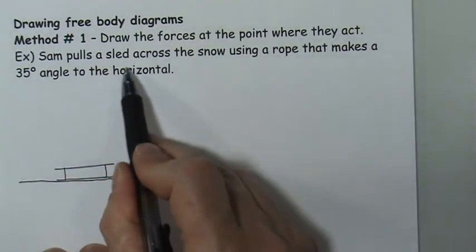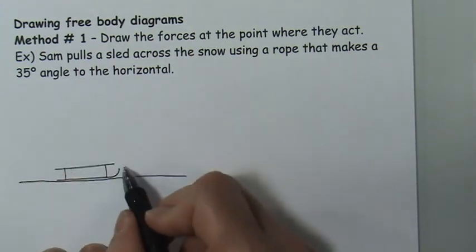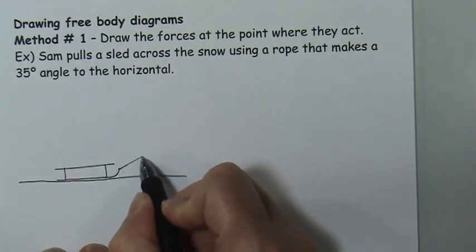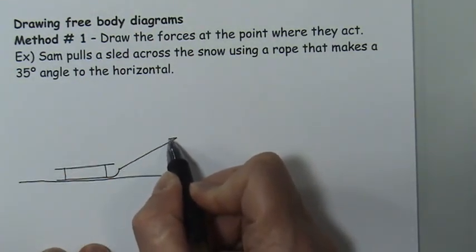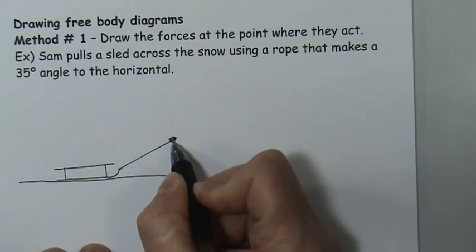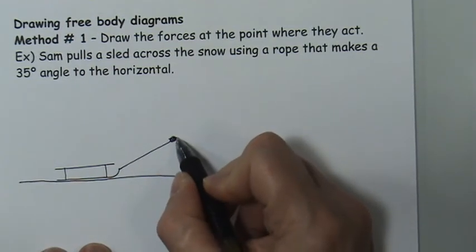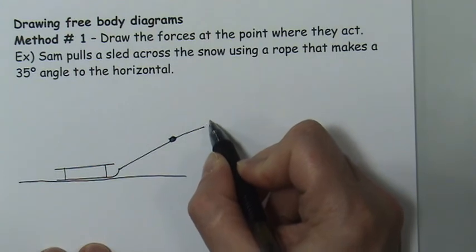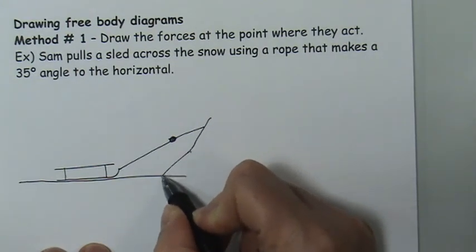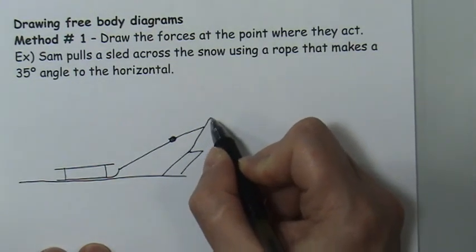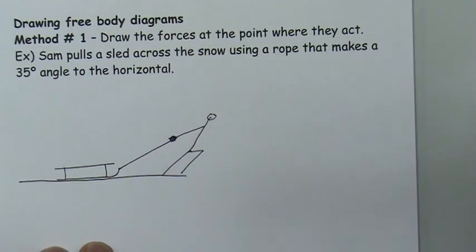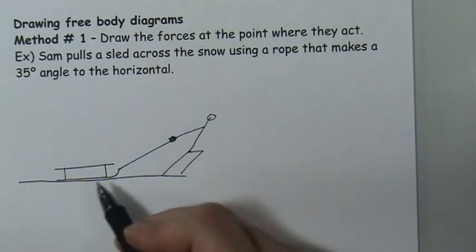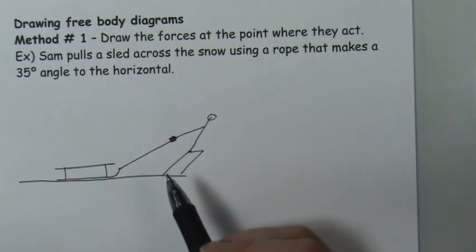sled. It says that the sled is being pulled using a rope that makes a 35-degree angle to the horizontal. It's something about like this. Oh, sorry. Put a little circle right there. So here's a person pulling the sled across using a rope.